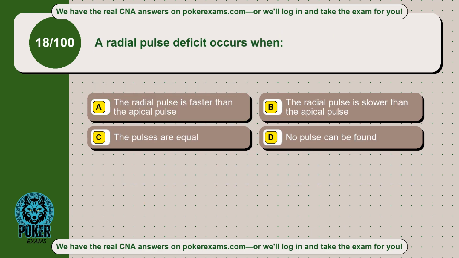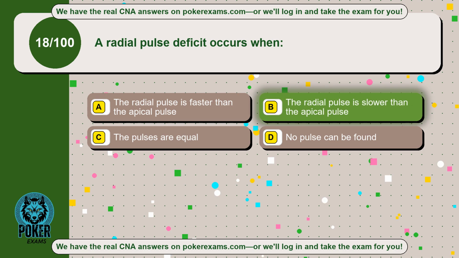Question 18. A radial pulse deficit occurs when: Option A, the radial pulse is faster than the apical pulse. Option B, the radial pulse is slower than the apical pulse. Option C, the pulses are equal. Option D, no pulse can be found.